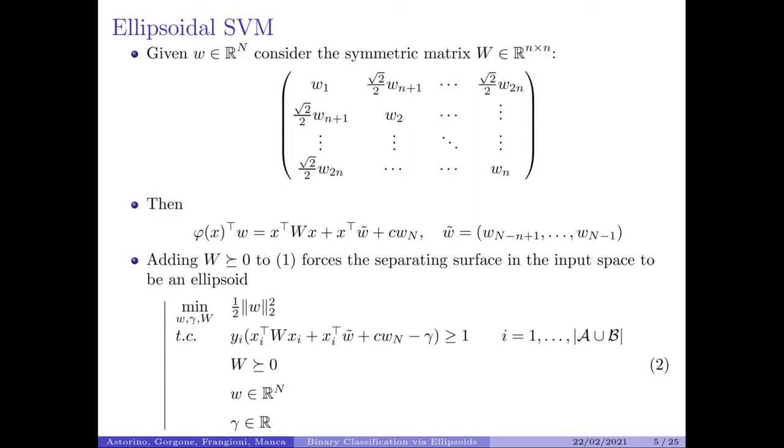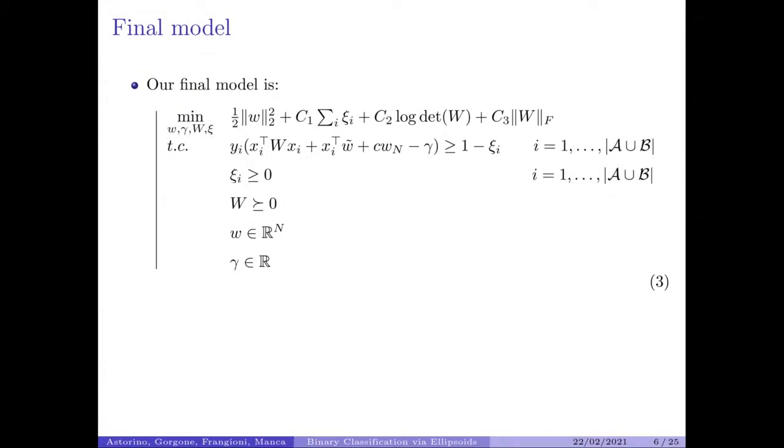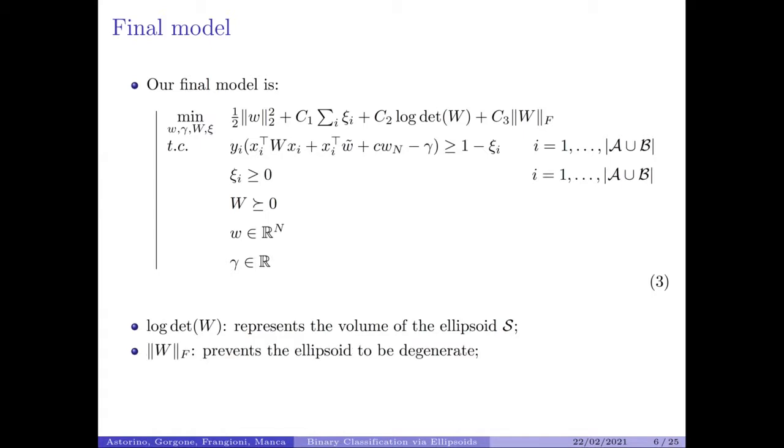From this model, we adjust it a little bit, because we add the term log det of W in the objective function, which models the volume of the ellipsoid, and the term Frobenius norm of W, which prevents the ellipsoid from being degenerate, which means that it prevents the ellipsoid from having semi-axes which are too close to zero. And finally, we added the slack variables xi_i for every point because we want to find a solution even if the two sets are not perfectly separable with an ellipsoid.